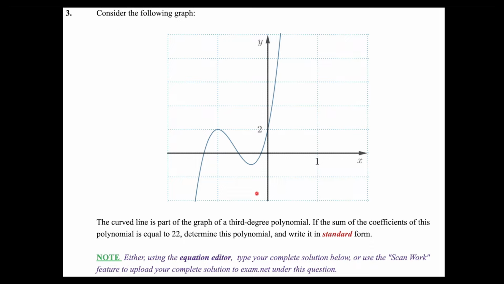So this picture you see, the curved line is part of the graph of a third-degree polynomial. If the sum of the coefficients of this polynomial is equal to 22, determine this polynomial and write it in a standard form. Either use the equation editor, type your complete solution below, or use the scan work feature. I will show you this after this is finished, to upload your complete solution to exam.net under this question. But before doing that part, let us solve it here on the board.